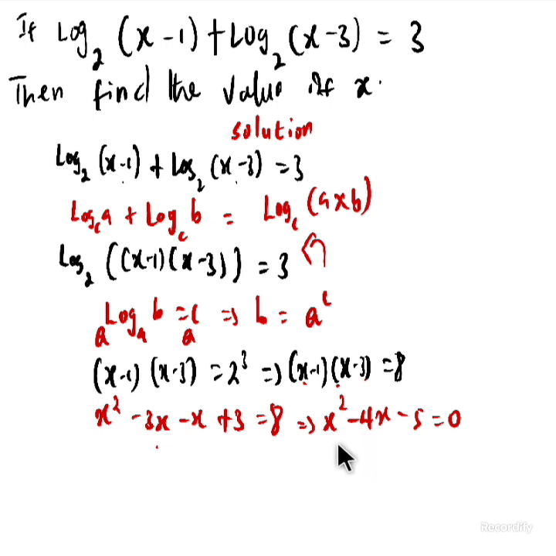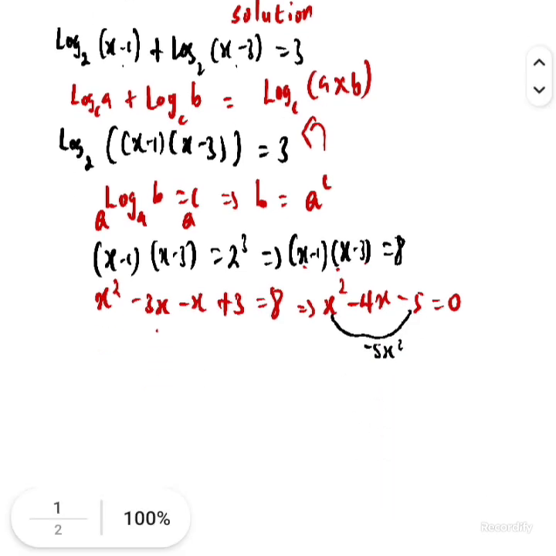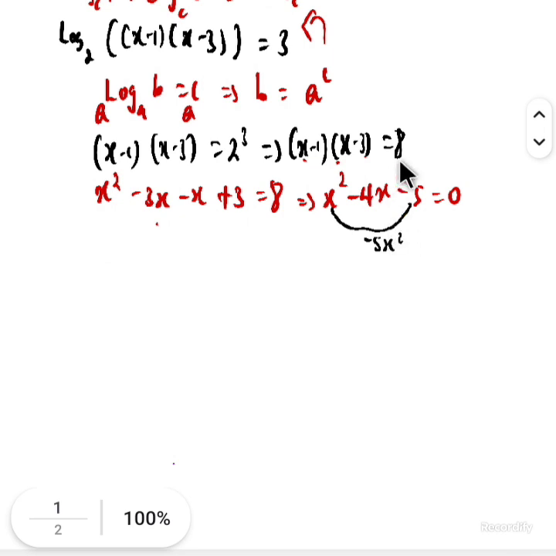So we can make use of the factorization method in solving this problem. You multiply your x squared and your negative 5, and you're going to have negative 5x squared. Next, you think of two factors that if you multiply together, you get negative 5x squared, and if you add the factors, you get negative 4x. And what are the two factors? That will be negative 5x and x, because negative 5x times x will give us negative 5x squared, and negative 5x plus x will give us negative 4x.